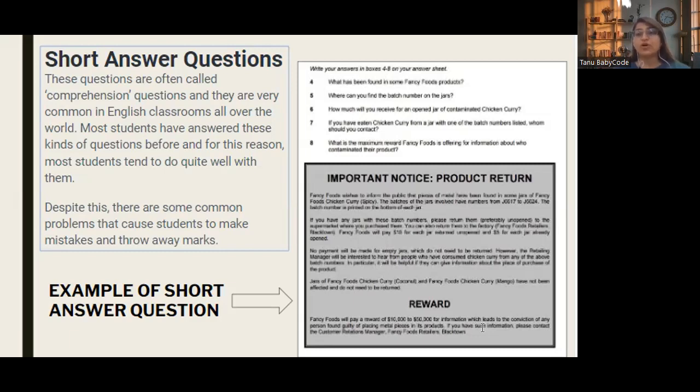And they are very common in your English classes also, right? We used to do this in our school days also, when you have to read the passage and find the answer for your questions, right? But there are some common problems that students make, and they do make mistakes while solving these type of questions. Have a look on my screen, see the short answer questions. There are 5 questions here and there is a passage also. So you have to read the text, and on the basis of the reading you have to find the answers.